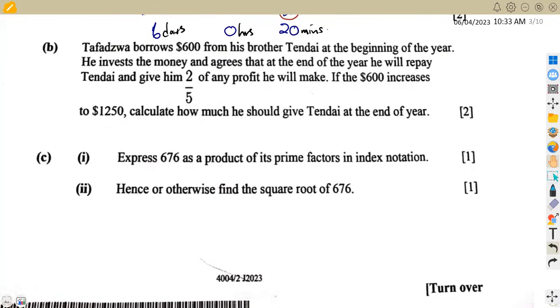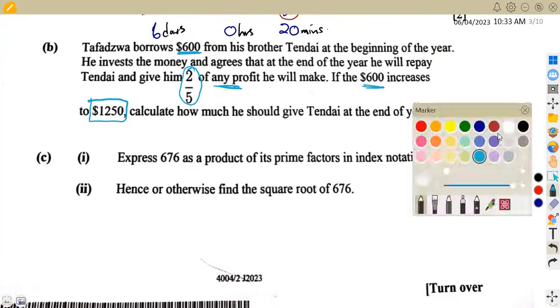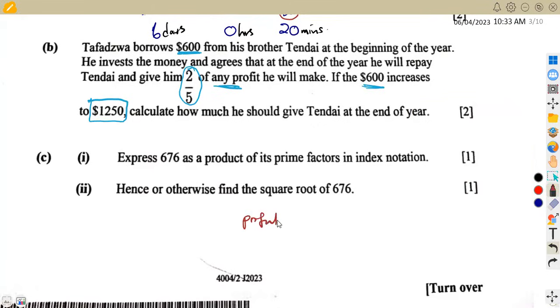So this is direct: you are given that for any profit, this guy is going to give 2/5 of it. The first thing he is going to give back is the money he borrowed, the 600. So let's see, what was his profit from the 1,250? The profit is going to be 1,250 minus the amount that he borrowed, 600, meaning this is going to give us 650.